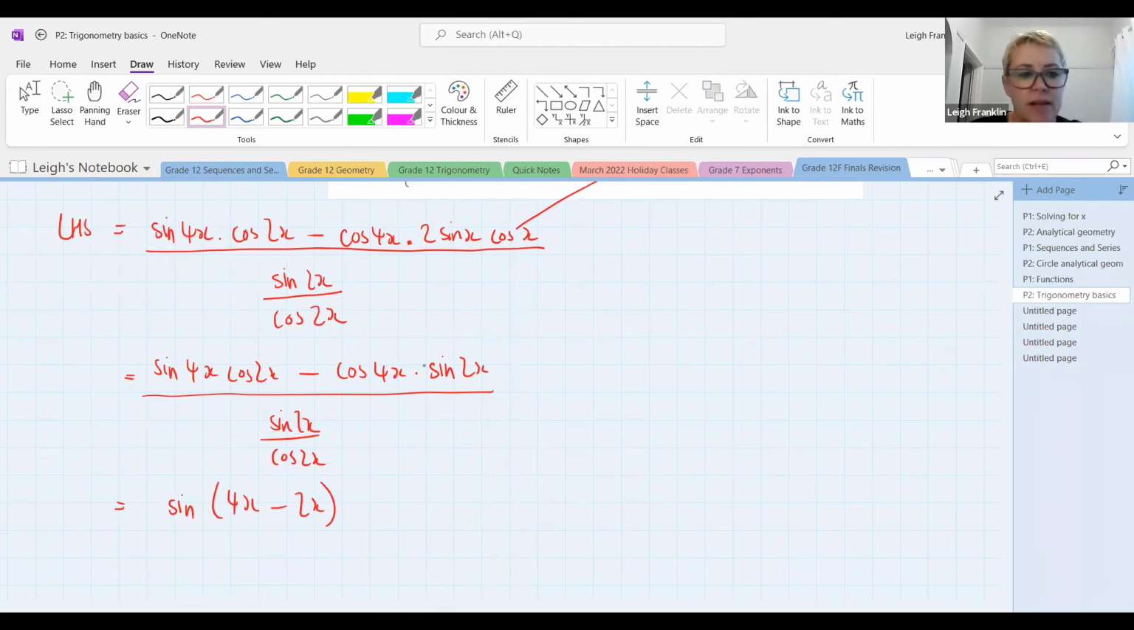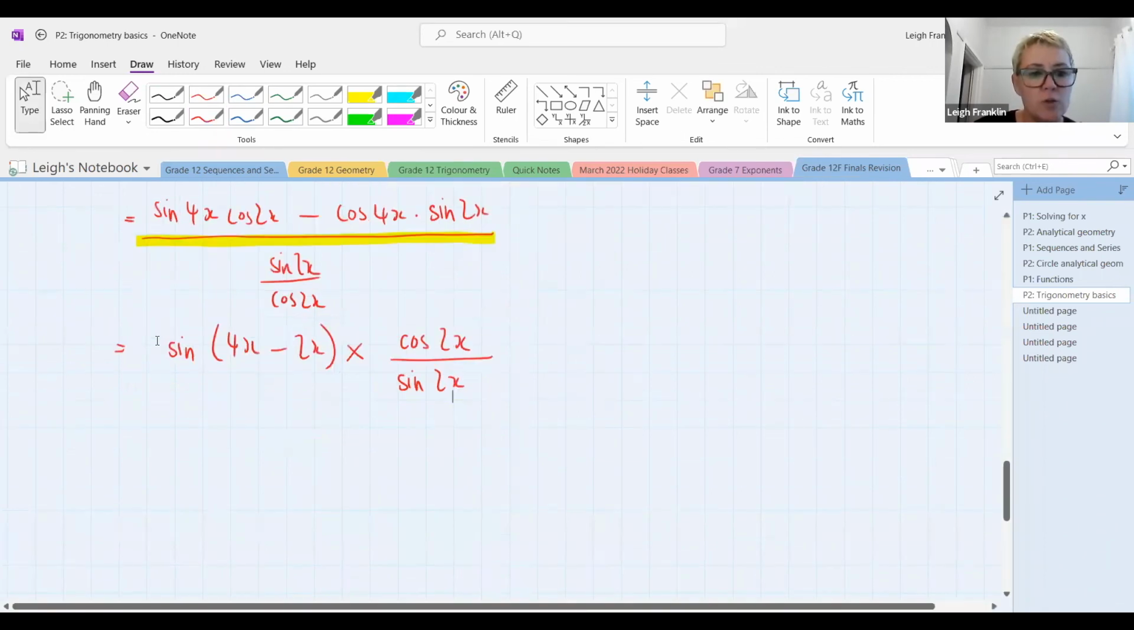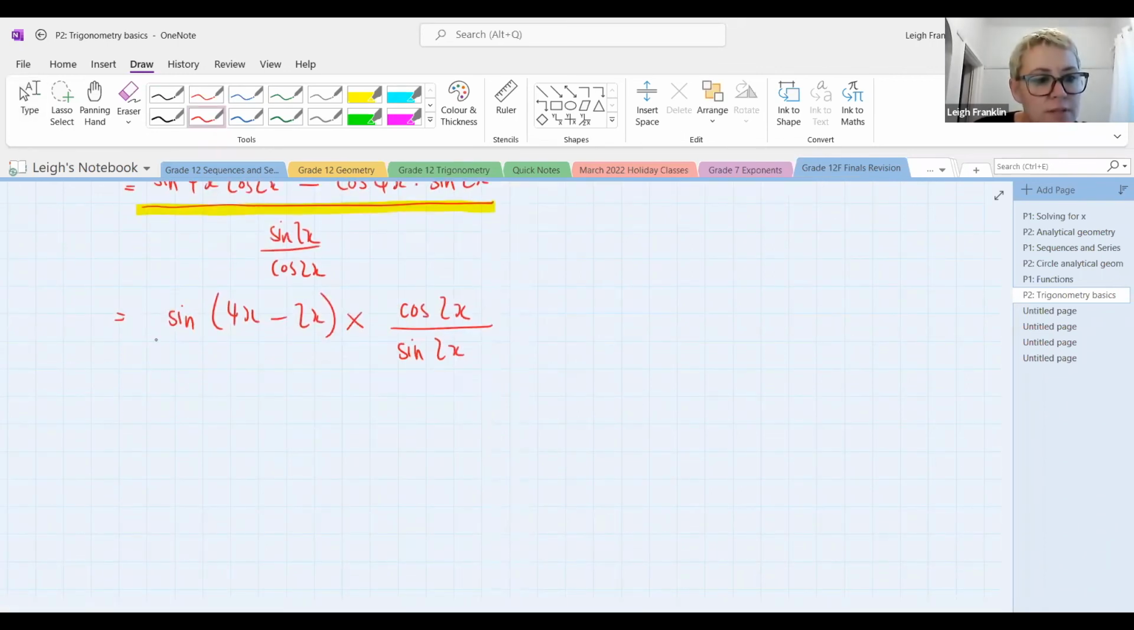And that's it, lovely. And here when we've got this divide line, I'm going to change it to a times, and then I'm going to flip the fraction that follows. So I'm going to put cos 2x at the top, and sine 2x at the bottom. So I'm going to tip and times here. So this gives us sine 2x times cos 2x over sine 2x. And now I can cancel those two with one another, and look at that.